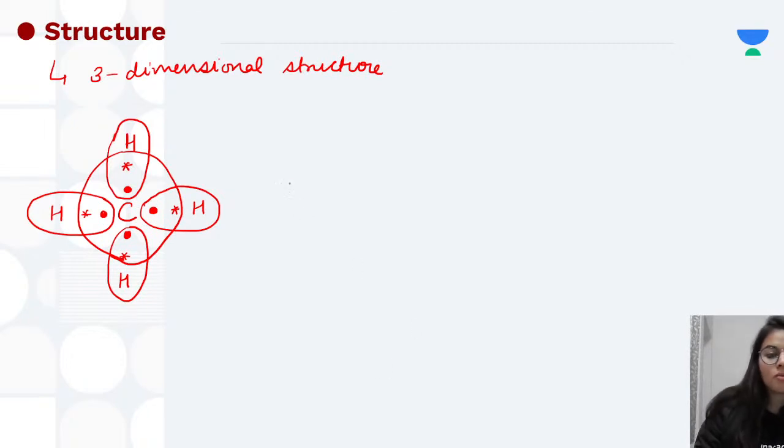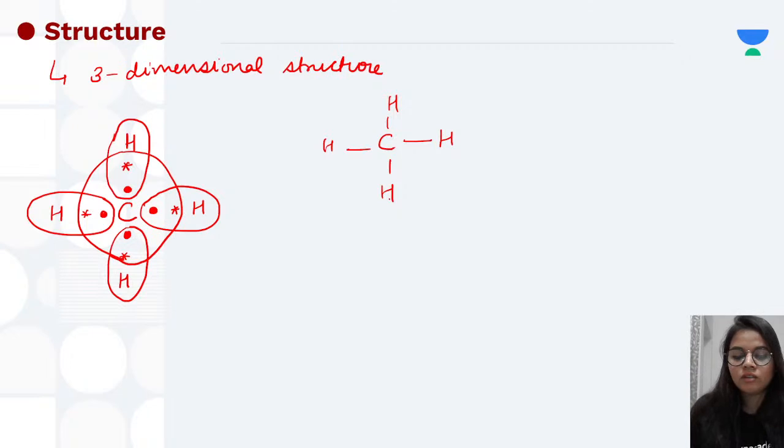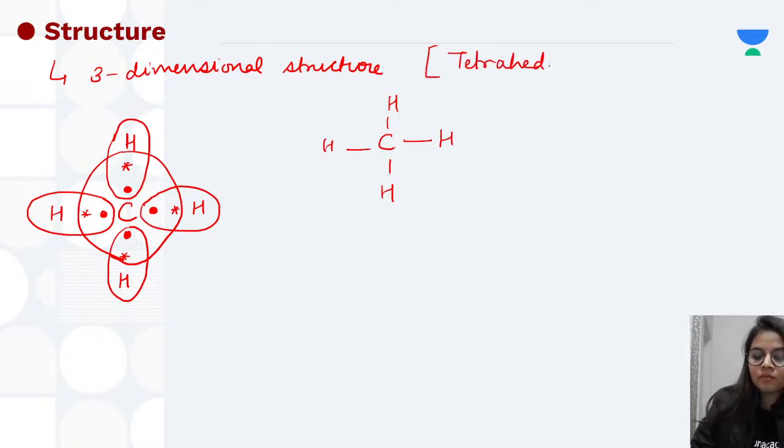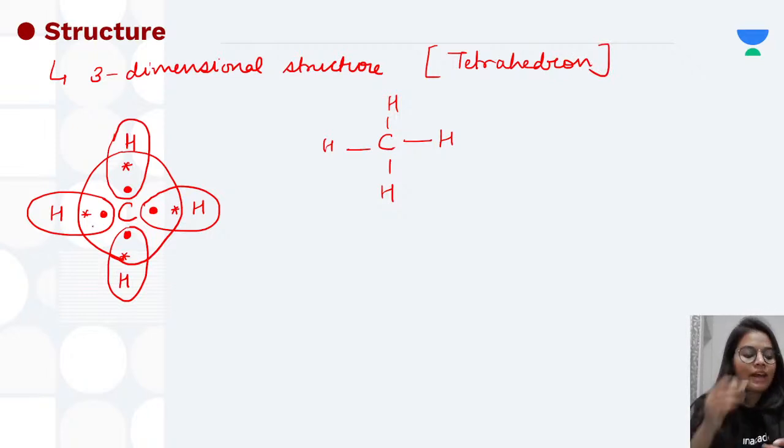Right? Now talking about the structural formula, since all the bonds are single covalent bonds, we can give the formula as C, and all the hydrogens are joined by single covalent bonds. Now talking about the structure of methane, it is in the shape of a tetrahedron. Now why has methane got this shape?